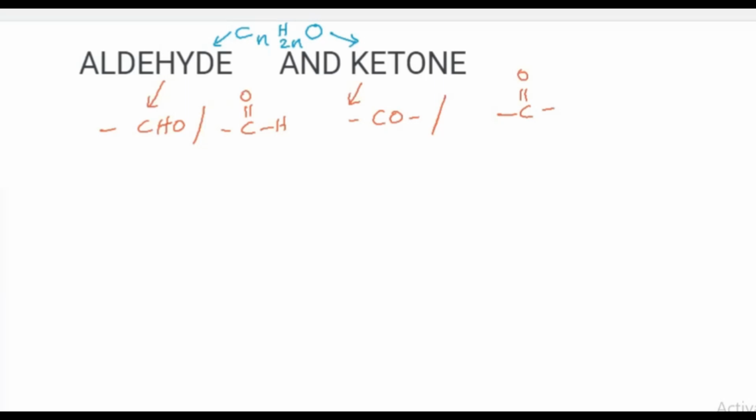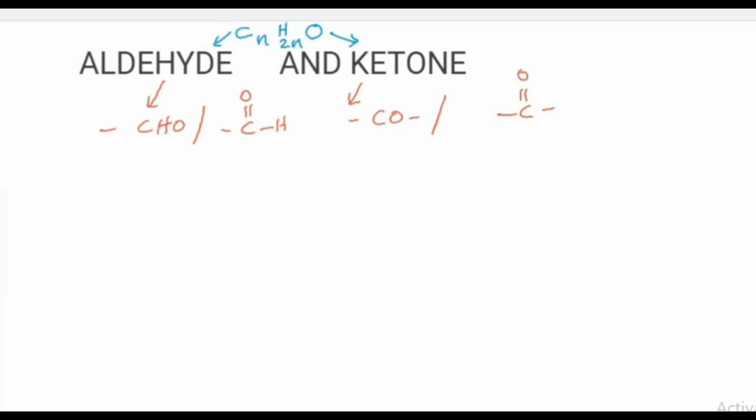Aldehydes and ketones both have the same general formula, CnH2nO. It means they show the carbon to hydrogen ratio like CnH2n. Hydrogen is 2 times the carbon, and if you add one oxygen, you will get the general formula of aldehyde and ketone both. So the functional group can be represented like CHO or C double bond O, H. Ketone is CO. This is not carbon monoxide.